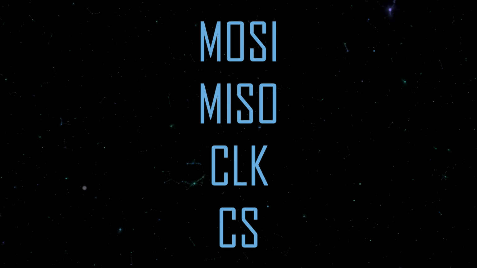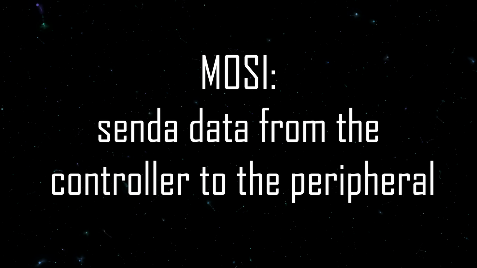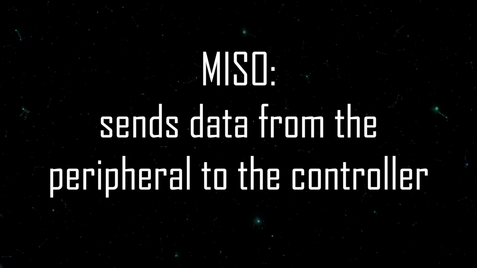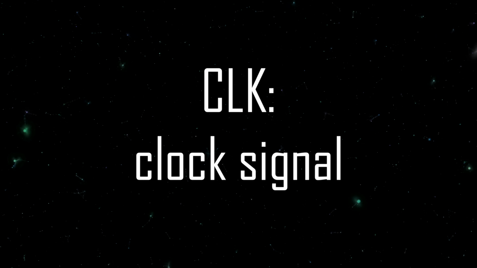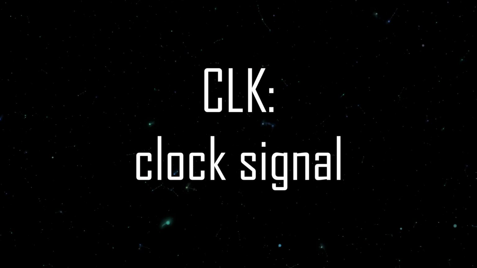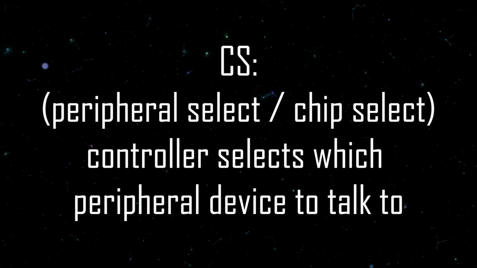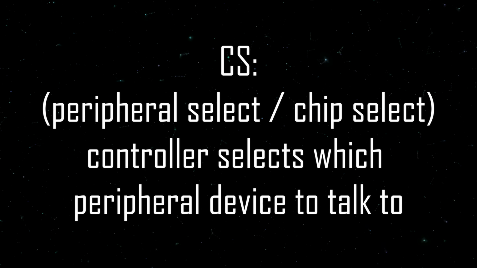SPI devices utilize controller-peripheral relationships. A single controller device, something like a microcontroller, controls one or many peripheral devices like a display or a sensor. It uses 4 wires: the MOSI line, which sends data from the controller to the peripheral, the MISO line, which sends data from the peripheral to the controller, the clock line, which is just the line for the clock signal, and the peripheral select or chip select. This is the line the controller device uses to select which peripheral to send data to.